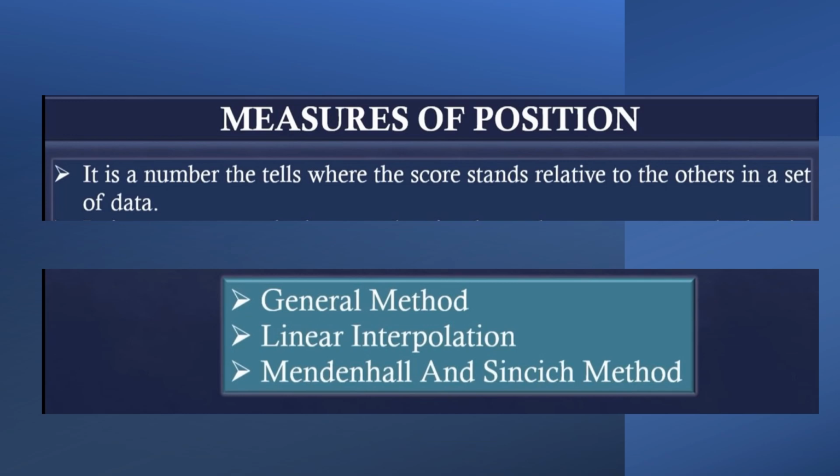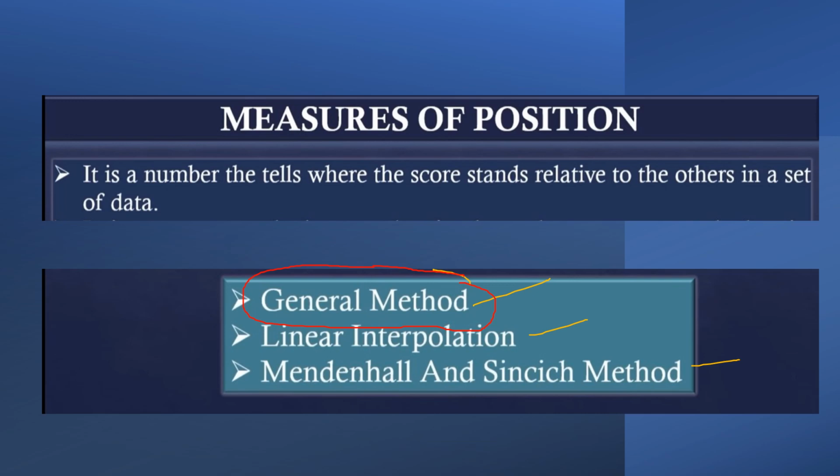Okay? So, mayroon tayong tatlong method. General method, linear interpolation, Mendenhall and Sinich method. Sa general method po class, ito po yung position pag eksakto po yung location. Okay? So, ibig sabihin, pag hinahanap po natin yung gitna or the median of the score, isa lang po yung median. Okay? Then, paano naman po pag dalawa?